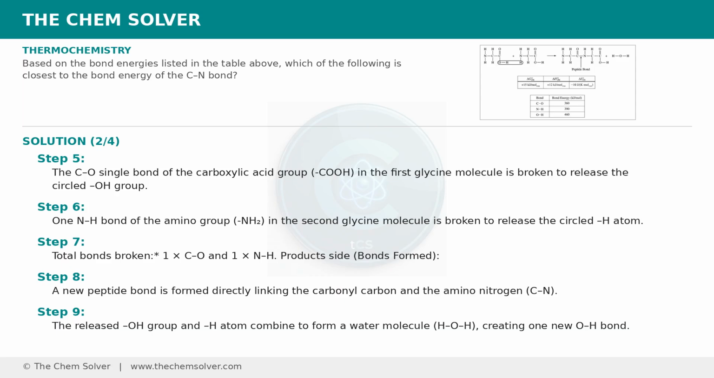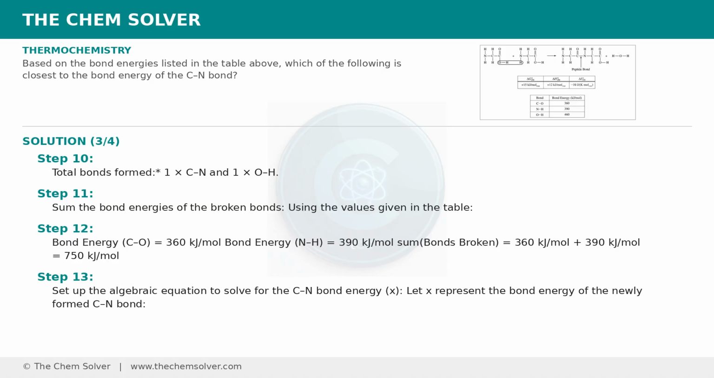Product side, bonds formed. A new peptide bond is formed directly linking the carbonyl carbon and the amino nitrogen, C-N. The released hydroxy group and H atom combine to form a water molecule, H-O-H, creating one new O-H bond. Total bonds formed: 1 times C-N and 1 times O-H.